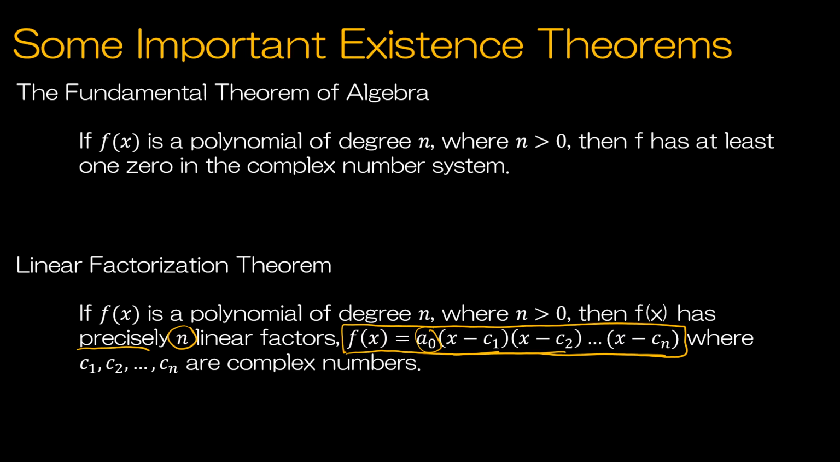Now keep in mind that c1, c2, and so on, those are all complex numbers. We did talk about complex numbers being the form a plus bi, but it could be just the real portion, it could be just the imaginary portion, or it could be a full complex number.